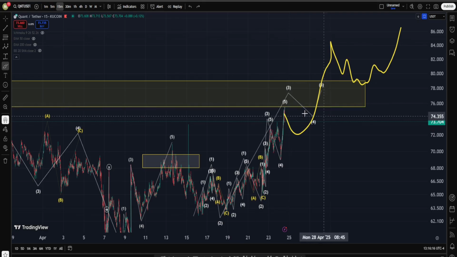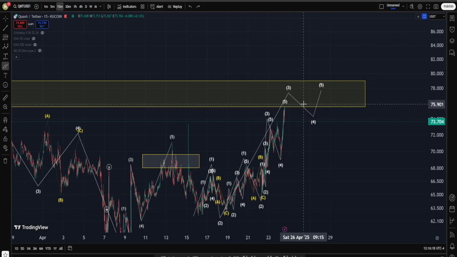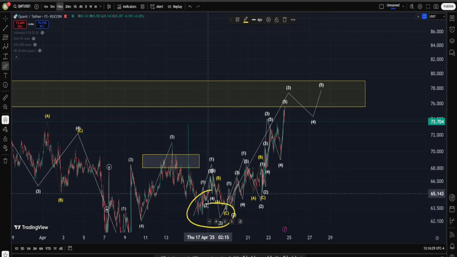However, right now, since we are under it, I think we need to be a bit patient and careful, and that's why in here we do not have, from my point of view at least, a long opportunity. If you wanted to go long, in here was actually your best shot.